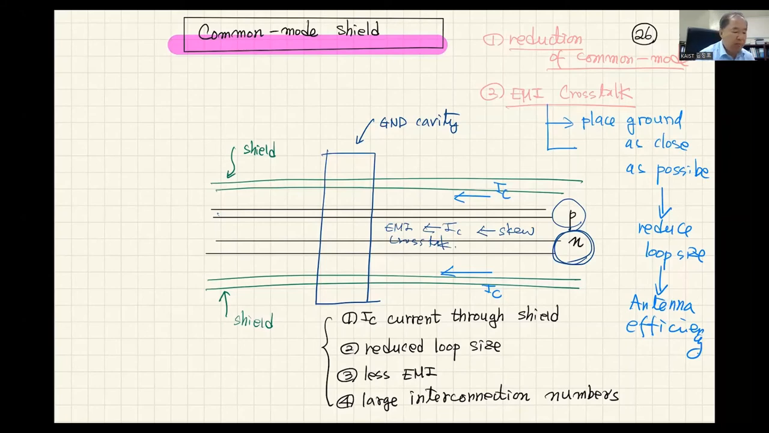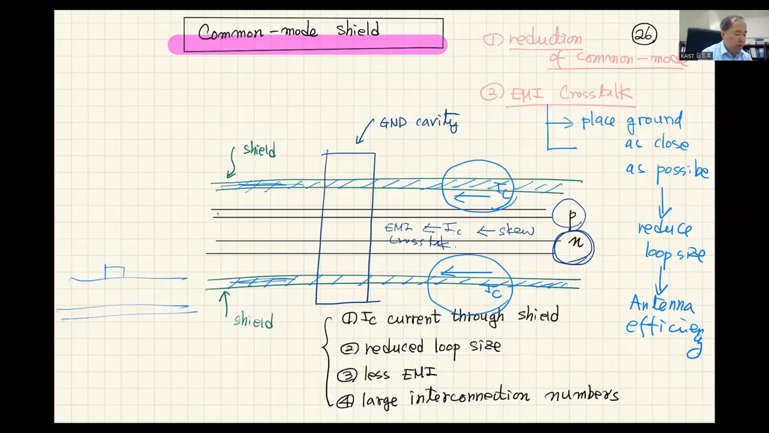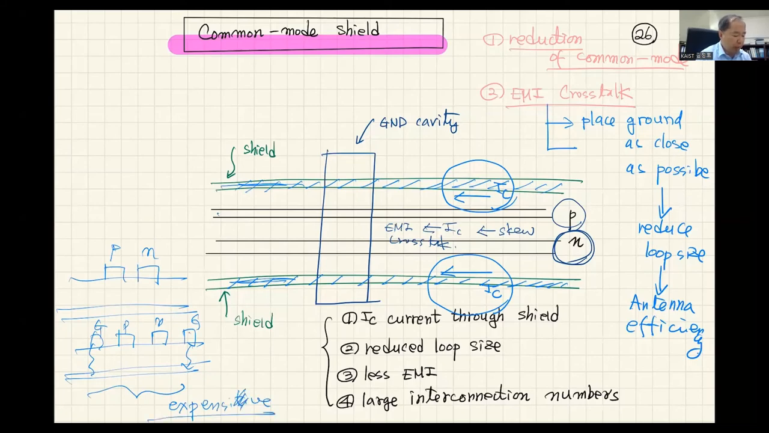Then one solution, an expensive solution, is to put ground metal nearby on the left side and the right side. And then common mode will come back to the source through these shield lines. So in the conventional PCB, you have a P line and an N line. In this case, you have a P line, N line, and ground lines, and these ground lines have to be connected to ground. So it is a very expensive solution because we have more metals and we have to make a connection from the ground metal to the ground plane.